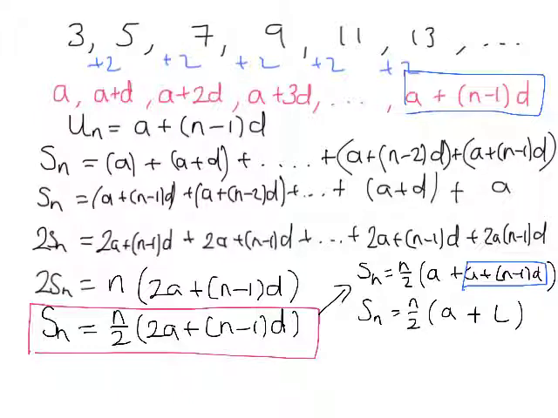So when we look in our example of finding the sum of the first 4 terms of this sequence, well, we could do 4 over 2, which is 2, times 3 plus 9, which is 12, so 2 times 12, which is 24. That can be a quicker way of finding that out.